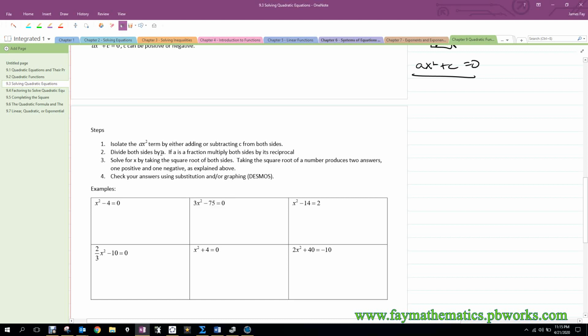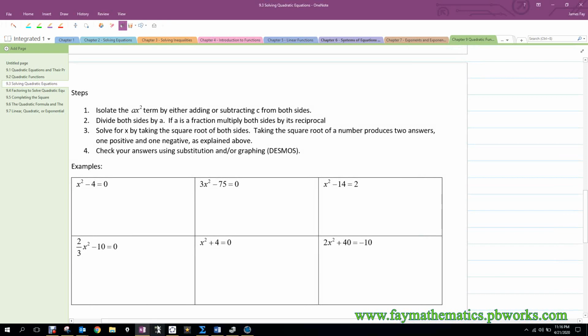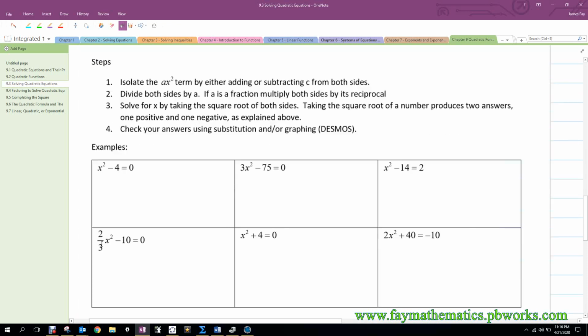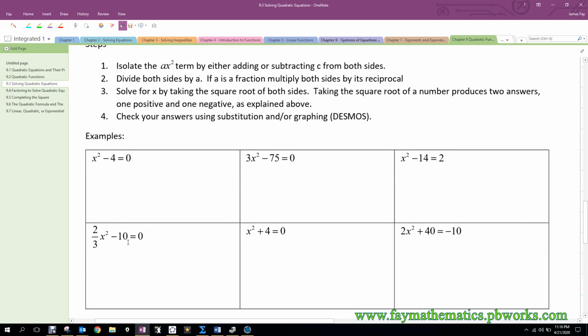If your a is a fraction, you can divide by that fraction, which is equivalent to multiplying by its reciprocal. So that's what I'm going to do: multiply by the reciprocal. Step 3 says solve for x by taking the square root of both sides. And you got to remember this: taking the square root of a number produces two answers, one positive, one negative, as explained previously. And number 4, as always, we're going to check our answers using either a graphing technique or substitution with Desmos. So let's do some examples here and set you off on your 9-3 assignment.